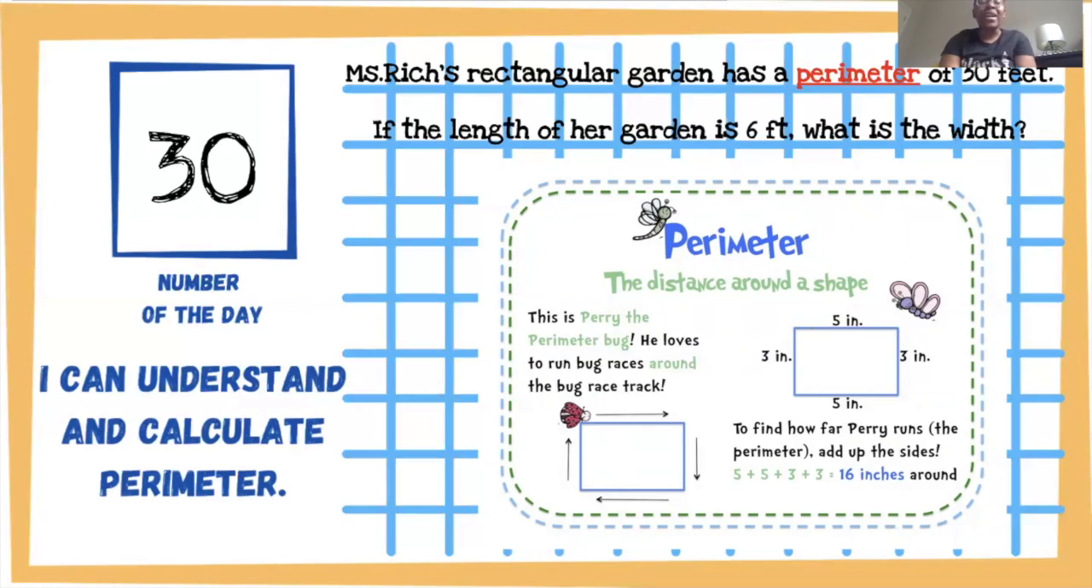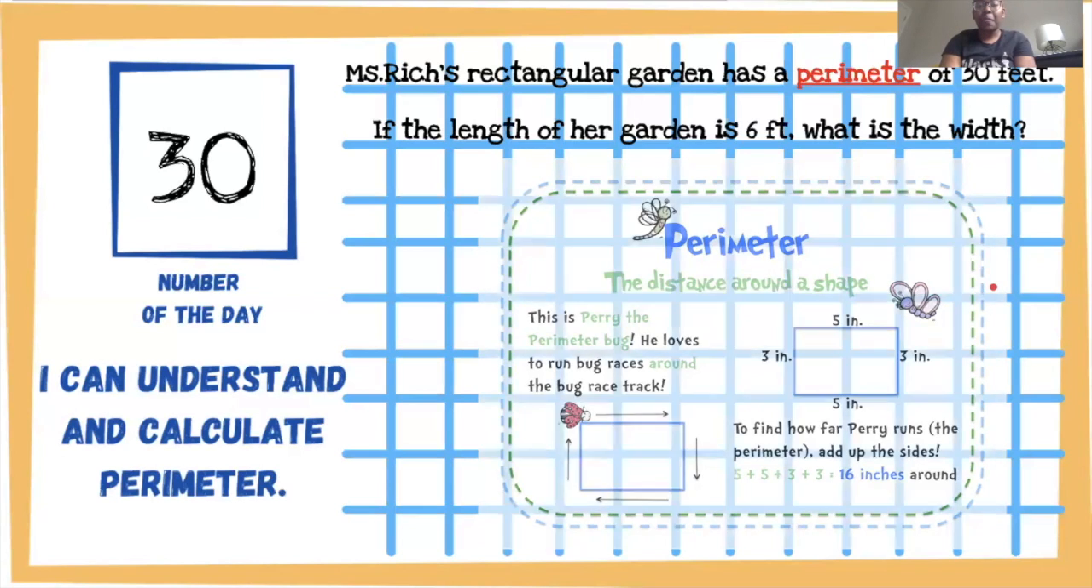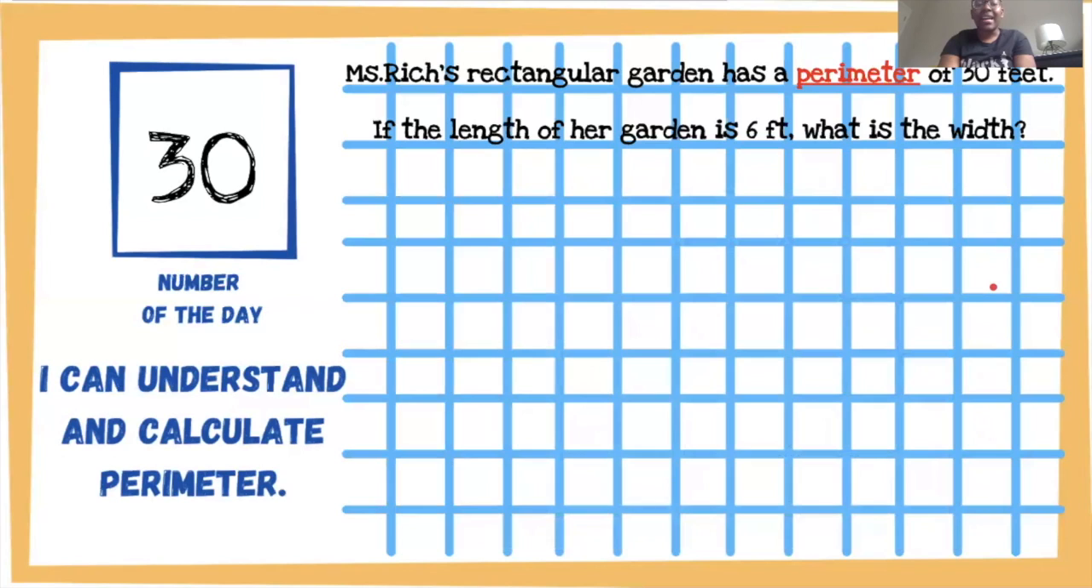Let's see if we can use what we learned about the perimeter to find out the information that we need for Miss Rich's garden. So, again, Miss Rich's garden is a rectangle, and has a perimeter of 30 feet. The length of her garden is 6 feet. What is the width?